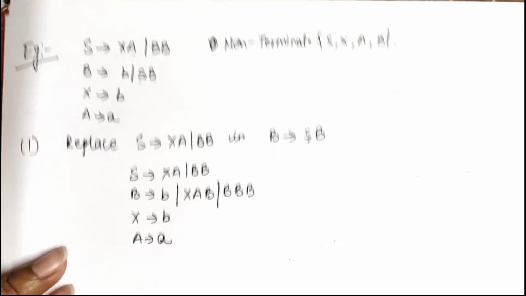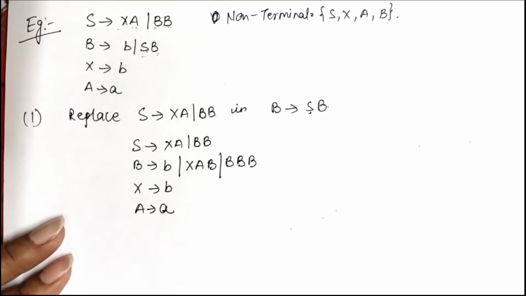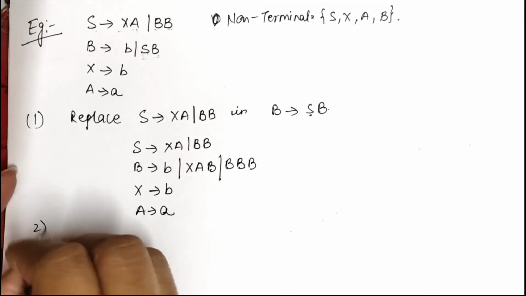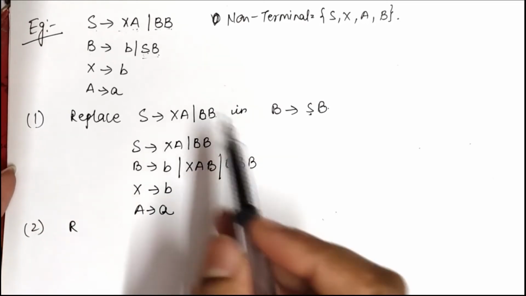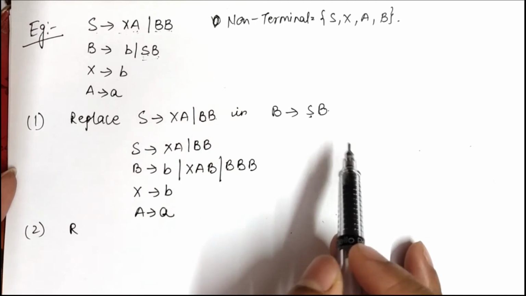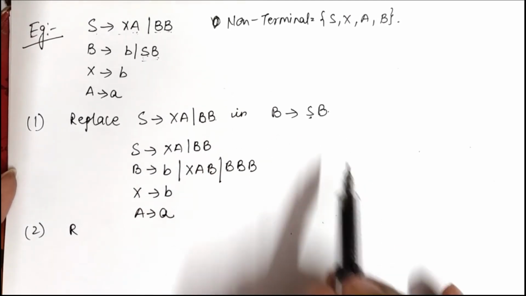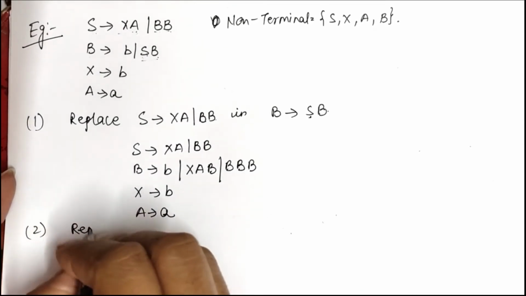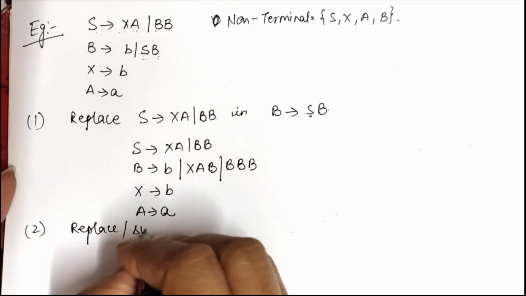Okay, no problem. Now there are still many productions which are not in the GNF form. So again check: is there a null production? No. Is there a unit production? No. Is there a left recursion? No. So we move ahead. That is the last, fourth step, where we have to substitute. So replace or substitute.